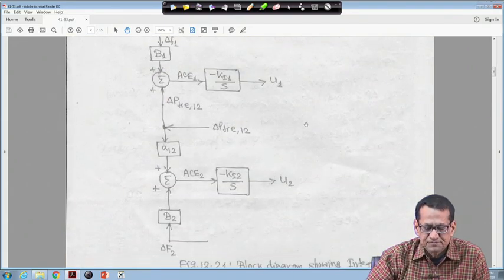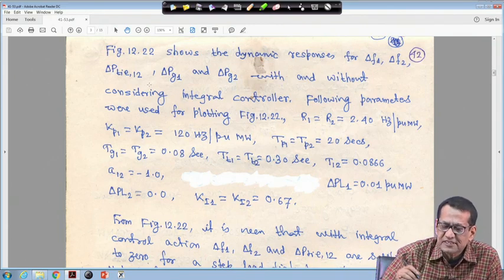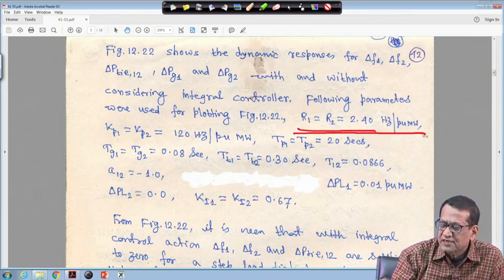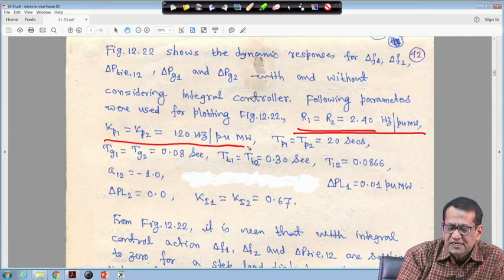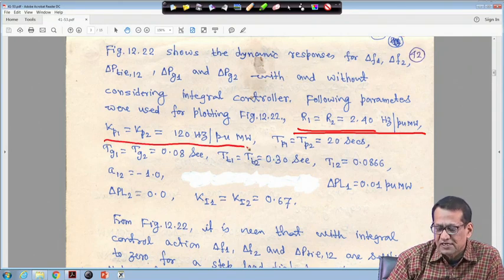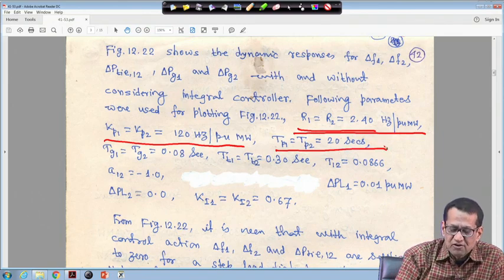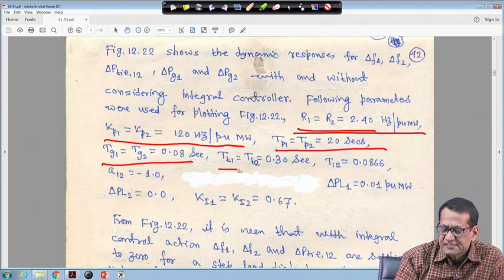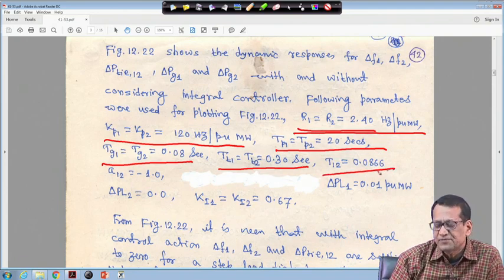Now, figure 2.2. The parameters we have used till now: R1 is equal to R2, R is equal to 2.40 hertz per unit megawatt, Kp1 Kp2 we have taken 120 hertz per unit megawatt, Tp1 Tp2 power system time constant we have taken 20 seconds, governor time constant for all the cases we have taken 0.08 second, and steam chest time constant we have taken 0.32, and T12, the synchronizing coefficient, we have taken 0.0866.